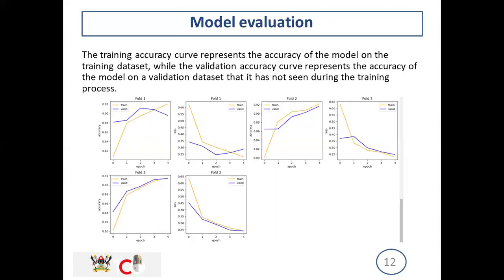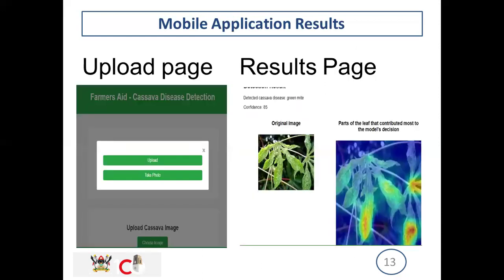For model evaluation, we used accuracy. These curves represent two data sets, the validation data set and the training data set. The validation data set was the data set that was not seen during training, and the training data set was the data set seen during training. In each fold, we had accuracy and loss, and we had three folds. You can see fold 1, fold 2, and fold 3, each having accuracy and loss. So these are the results.